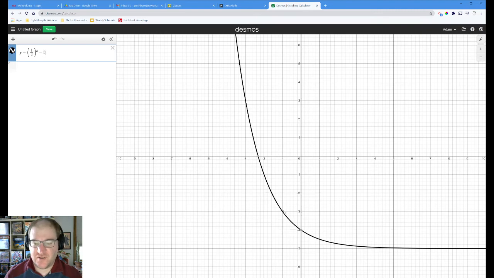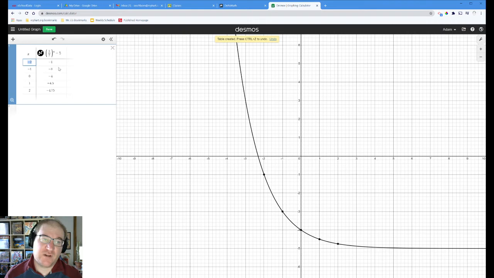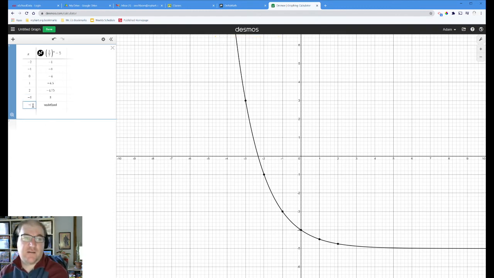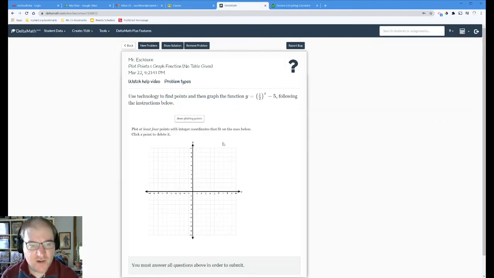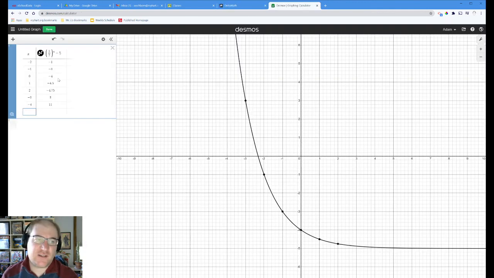There's a couple ways you can do this. You can just click and drag until you find some points that work out, like that one works. You can also click on the gear here and then click on this table, and it will bring up a table of values here. And you can add any values that you want. I'm going to do this because the graph says plot at least 4 points with integer coordinates. So I can't use these decimals. I have to use ones that aren't decimals.